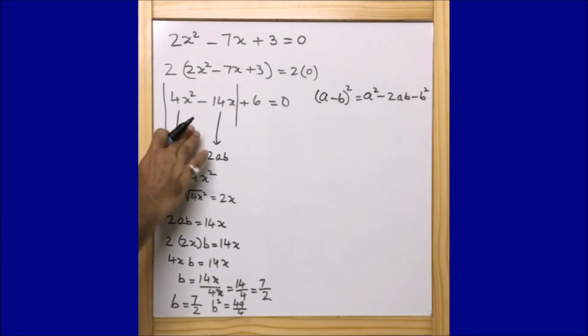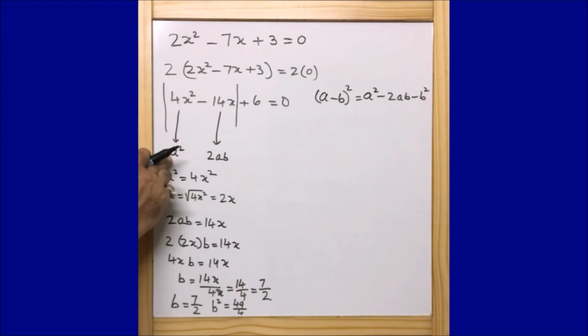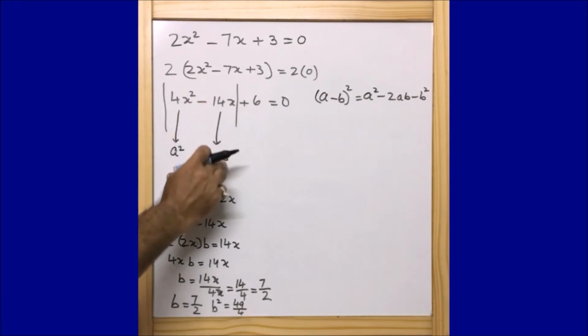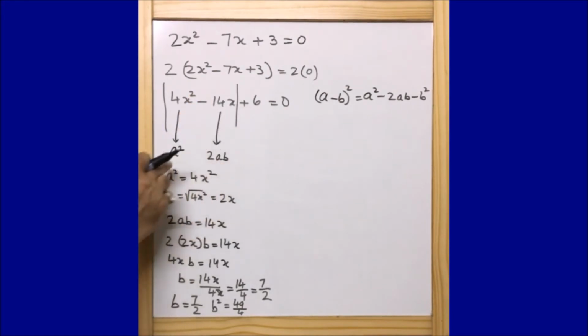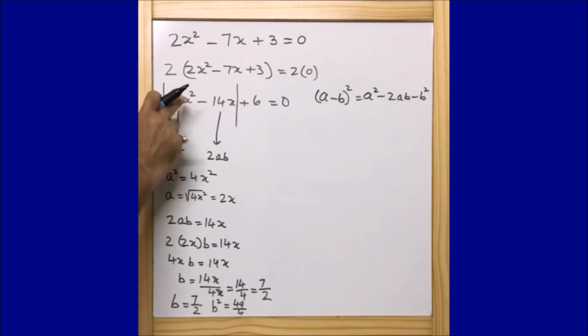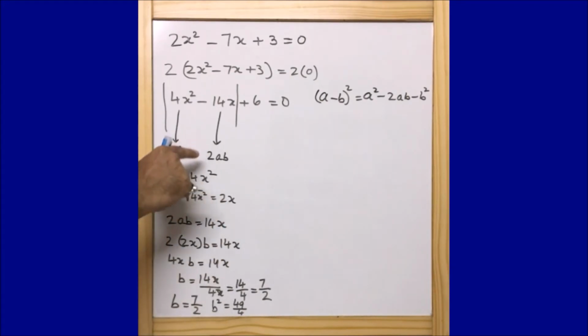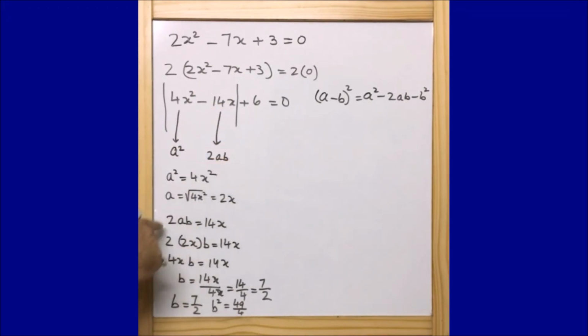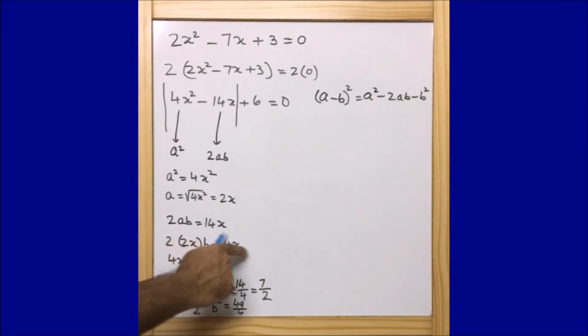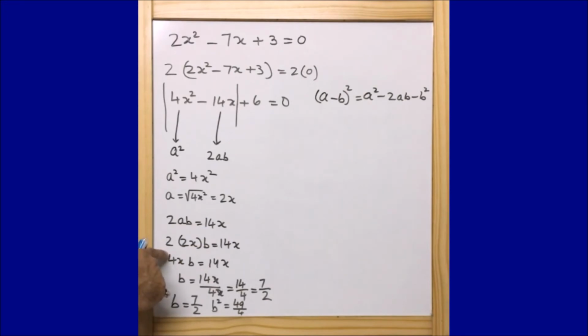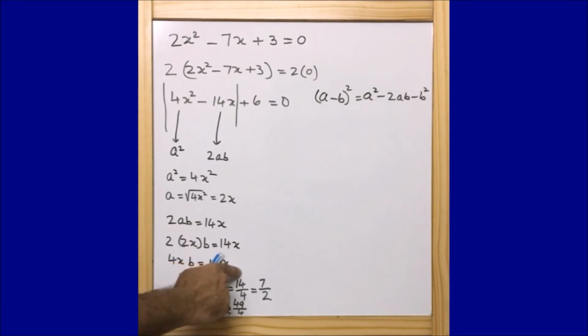And now here I have considered 4x square as a square, minus 14x as 2ab. As I have considered a square as 4x square, so I took a square is equal to 4x square, or a is equal to root over of 4x square, that is 2x. Now as I told you, this 14x is nothing but 2ab, so I am writing 2ab is equal to 14x, or I can say 2 into a value we got 2x, 2 into 2x into b is equal to 14x, and further solving I got 4x into b is equal to 14x, or b is equal to 14x upon 4x.